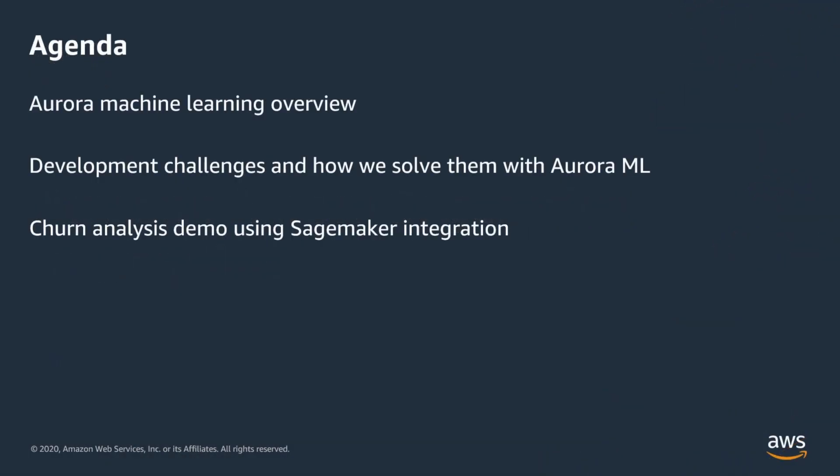As part of today's agenda, we will talk about Aurora machine learning and do a quick overview of Amazon SageMaker. We will talk about some of the development challenges and how we can solve them with the Amazon Aurora integration with the machine learning services. And towards the end, we'll do a quick demo using this integration with churn analysis.